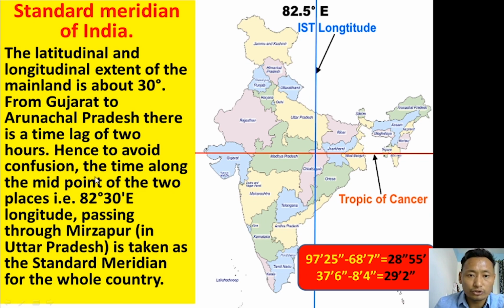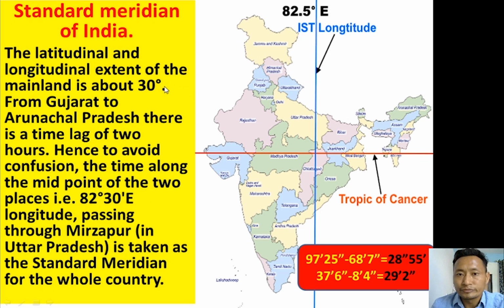Hence, to avoid confusion, the time is set along the midpoint between these two longitudes, 68 and 97.25. The mean, or mid longitude, of India is 82 degrees 5 minutes east, which is the standard meridian of India. Based on that, the government of India has set the local time of India, based on Greenwich Meridian time.